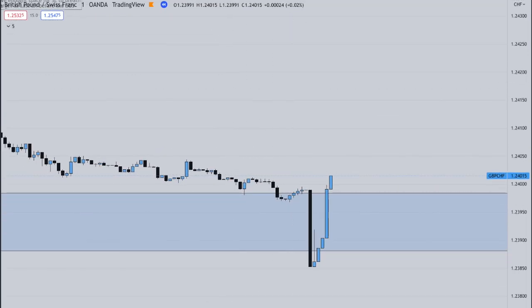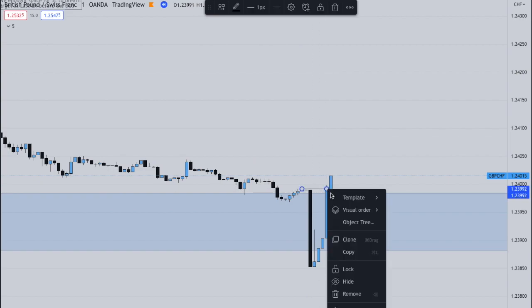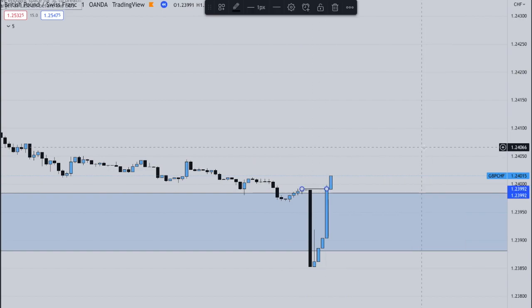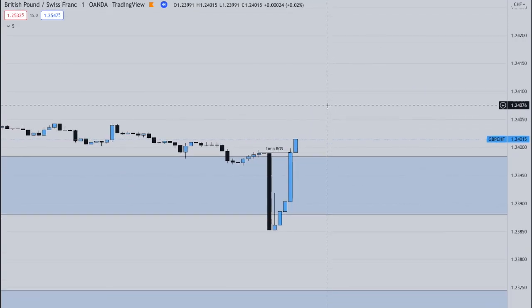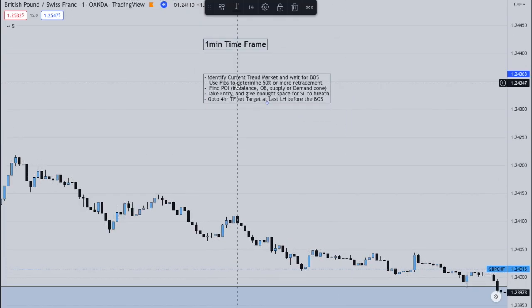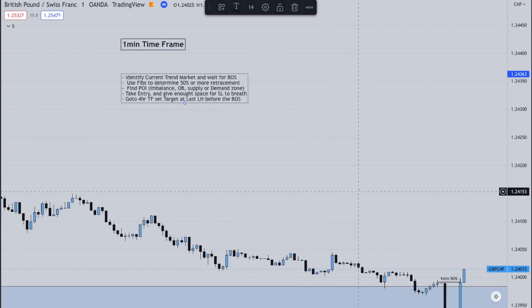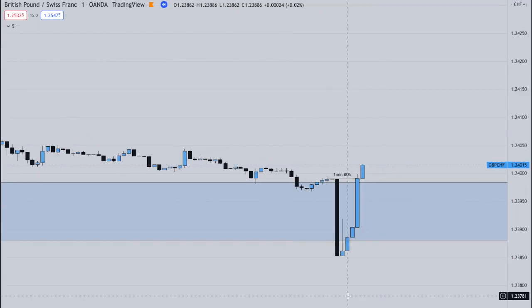Okay, so let's mark that up. Right here, price has given us a break of structure on the 1 minute. That's our 1 minute break of structure. Now, what does it say? Use your Fibonacci tool to determine a 50% or more retracement after your break of structure. So we've notated our break of structure.